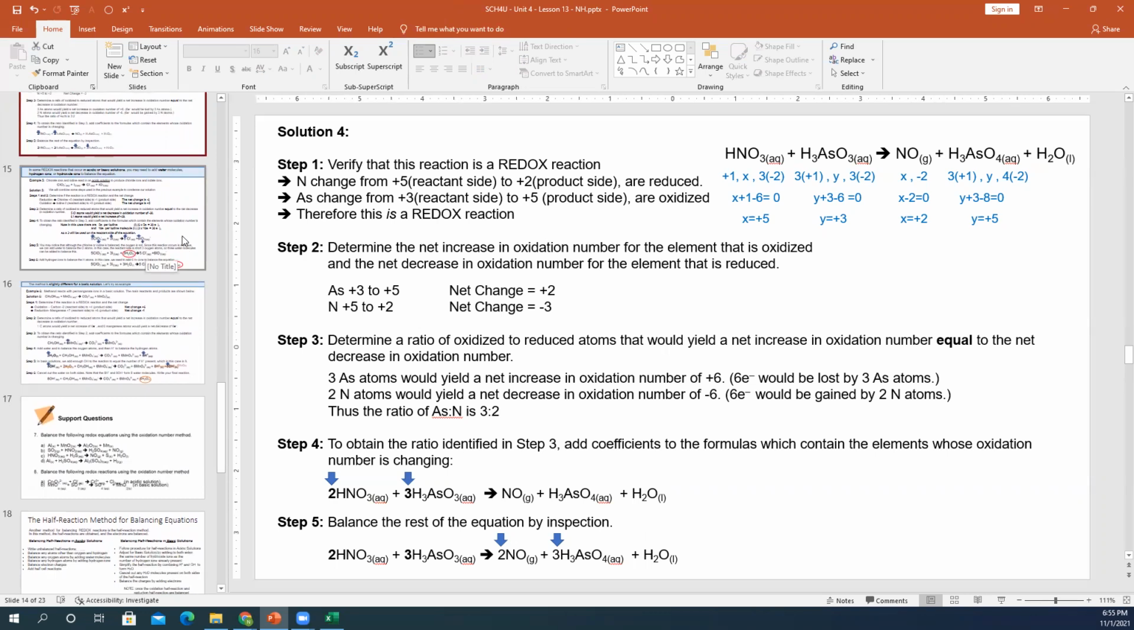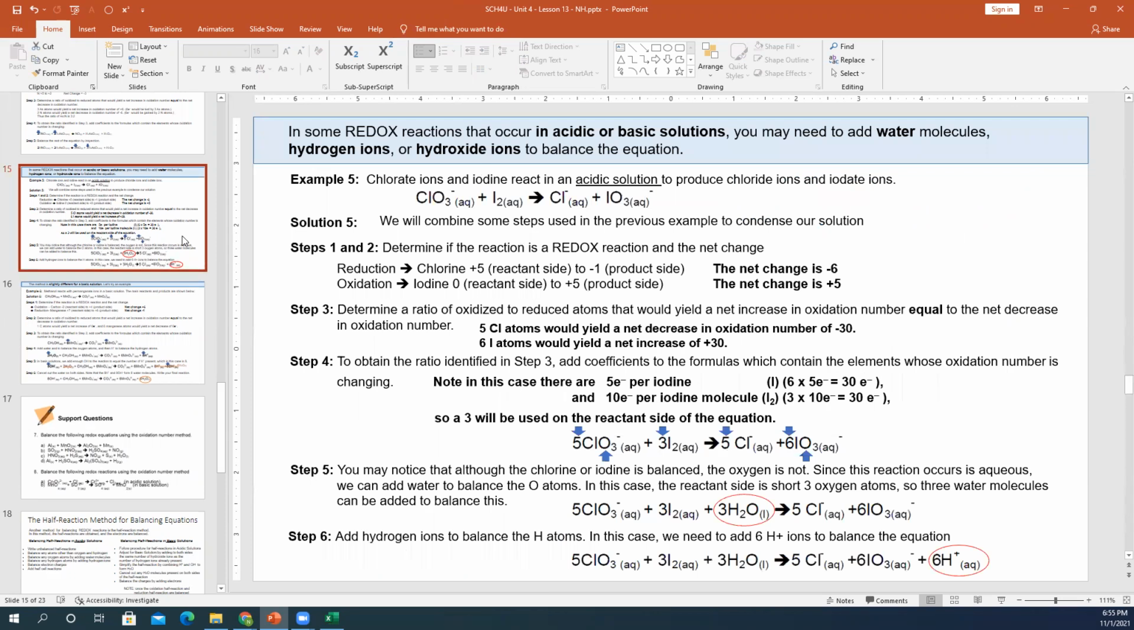Now, some of these redox reactions may occur in acidic or in basic solutions. How do we balance those types of equations? The steps to balancing a redox reaction that occurs in an acidic or a basic solution are a little bit different, meaning that you may need to add water molecules or hydrogen ions or hydroxide ions to balance out your equation. So let's look at one example here.